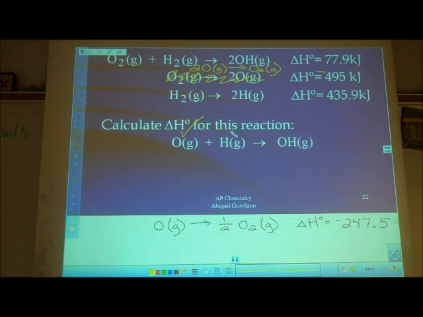Let's move on to the second one. Do you see H gas somewhere? Okay. Is it on the correct side? Is it the correct number? No. So we're going to have to do the exact same thing we did up here. We'll have to flip it and multiply times 1/2.